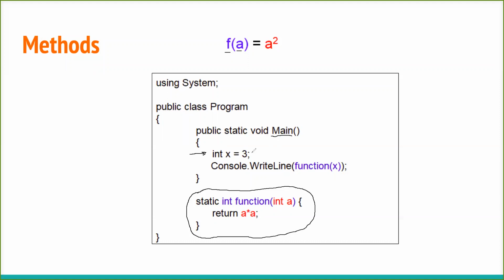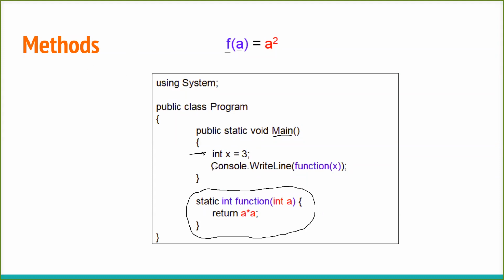Int x equals 3. So this is just saying we're creating a variable. Its name is x and its value is 3. And it's an integer. We can see it's an integer because it's just 3. It has no decimal places. So that is what we call an integer.